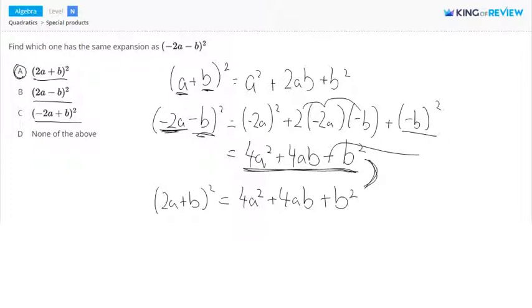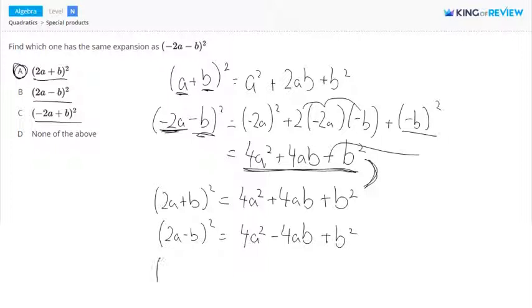So A. But just in case, let's look into options B and C. Option B says (2a - b) squared. So we're going to do 2a squared, which is 4a squared. And then 2 times 2a times a negative b, so that's going to be negative 4ab. And then negative b squared, so that's going to be b squared.